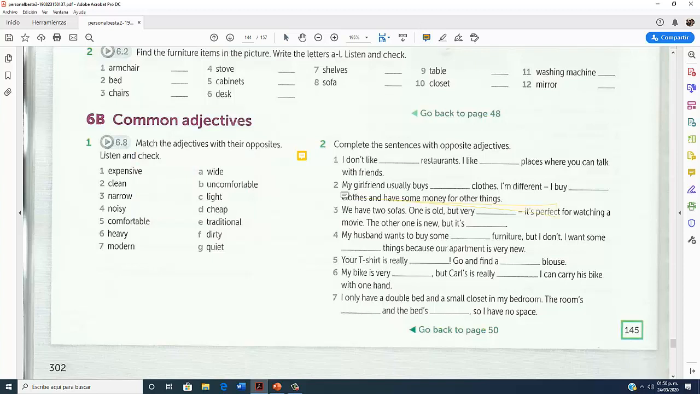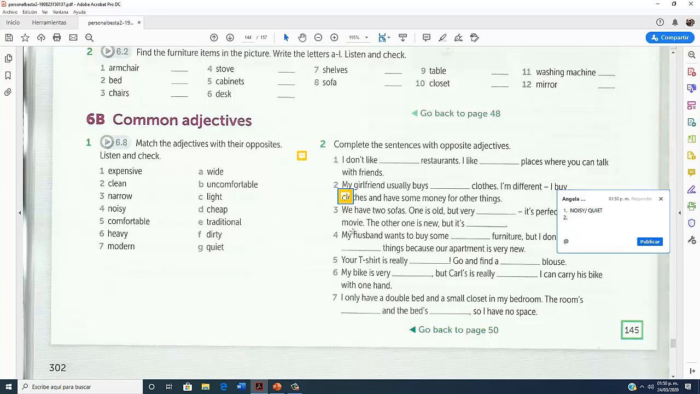Here. Yeah. Number 1, we have to complete the sentences with opposite adjectives. I don't like restaurants. I like places where you can talk with friends. So if you like a place where you can talk with friends, maybe that's a quiet place, no? So the first one could be, I don't like noisy restaurants. I like quiet places where you can talk with friends.